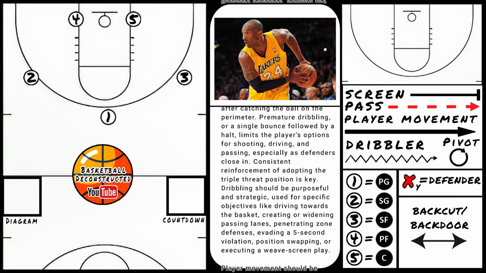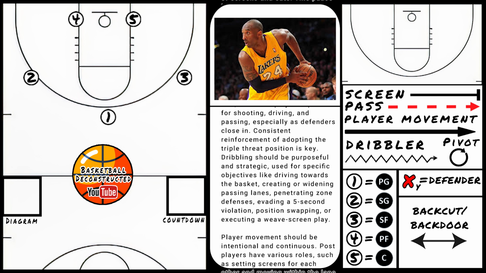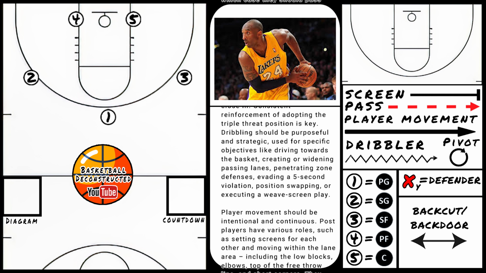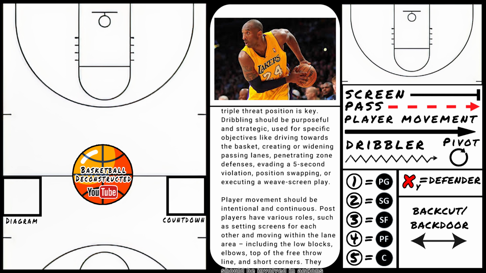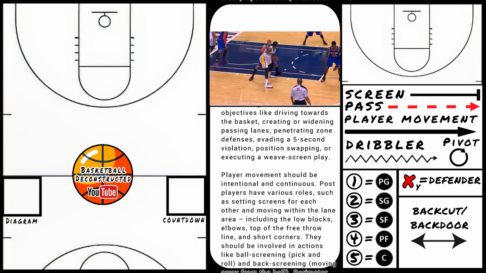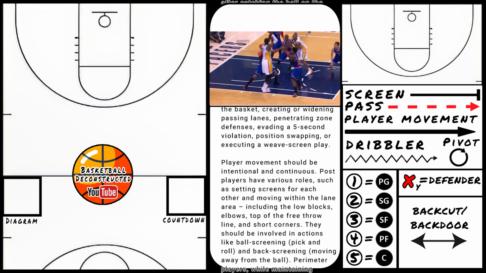Dribbling should be purposeful and strategic, used for specific objectives like driving towards the basket, creating or widening passing lanes, penetrating zone defenses, evading a 5-second violation, position swapping, or executing a weave screen play. Player movement should be intentional and continuous.